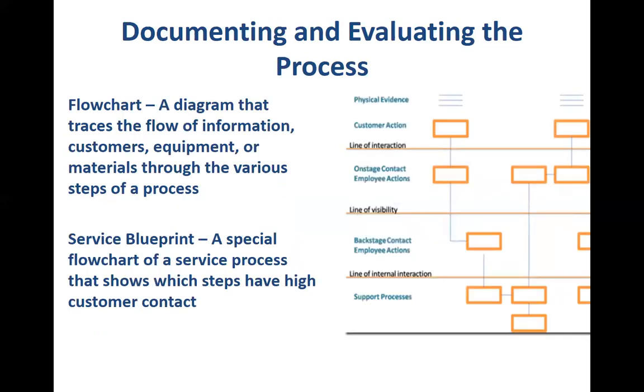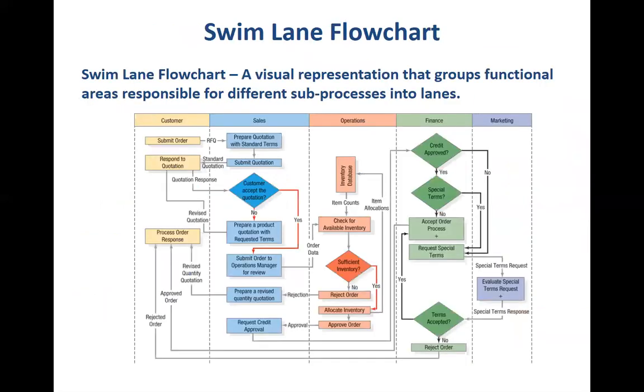Now, a flowchart is essentially a diagrammatic or pictorial representation of the flow of information, customers, equipment, or material through the various steps that comprise a process. In the case of services, we have a special flowchart. We call that a service blueprint. It distinguishes those activities or steps which have high customer contact from the ones which have low customer contact. So there's a way to segregate these steps in a flowchart called a service blueprint.